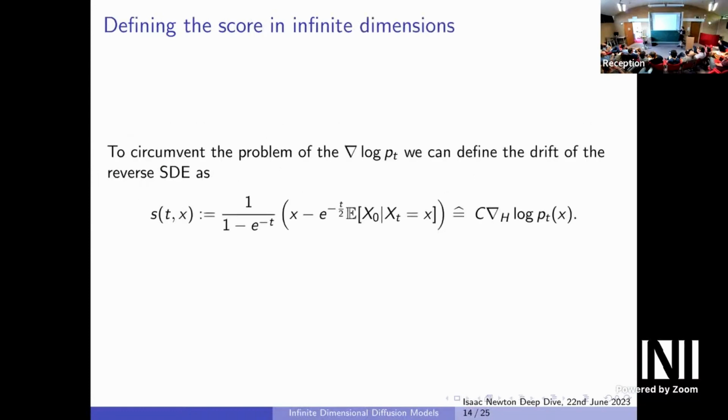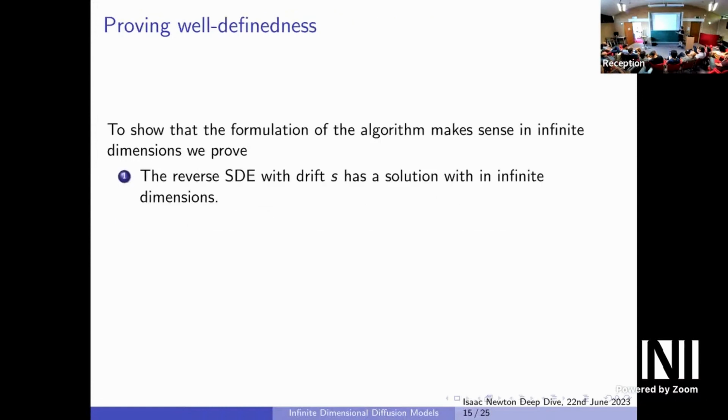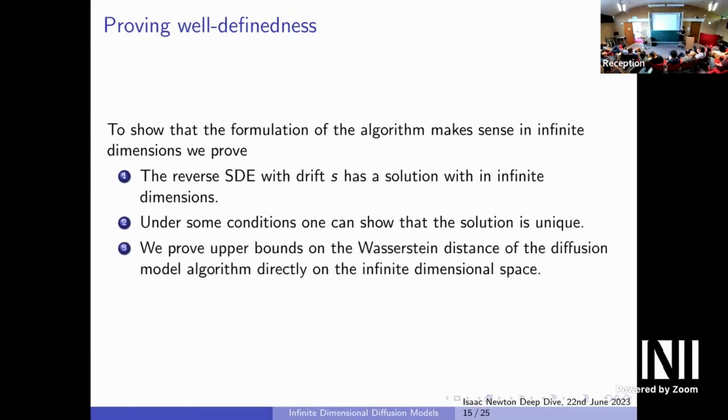Okay, so now we have a new reverse SDE with some covariance operator C in front of the white noise, and with this drift. And then, of course, to show that the algorithm makes sense, you have to show that the reverse SDE has a solution, that it has unique solutions, and we also derive upper bounds on the Wasserstein distance between the sampled measure and the true target distribution.